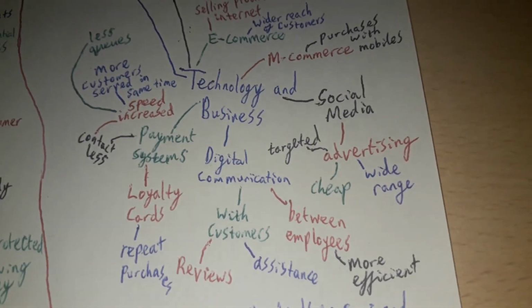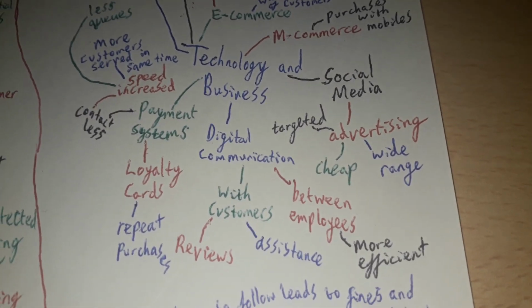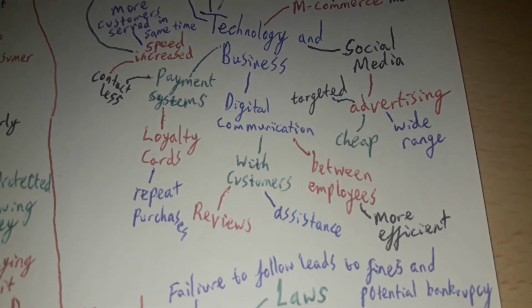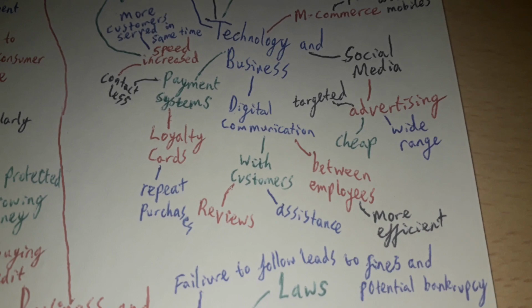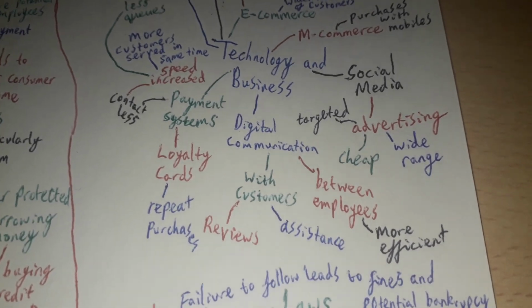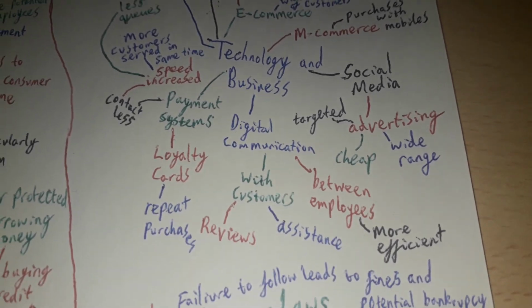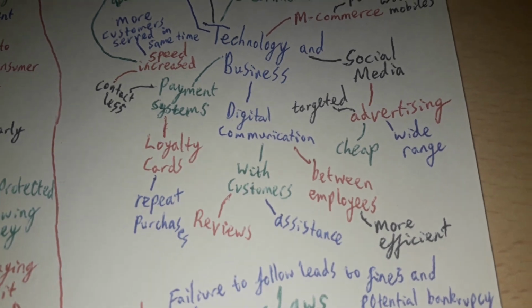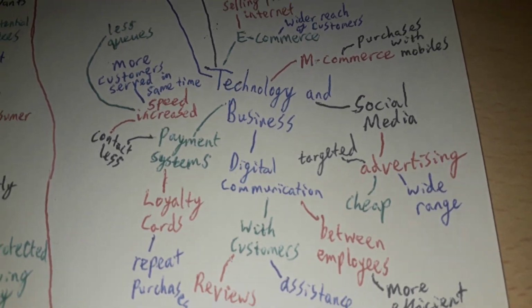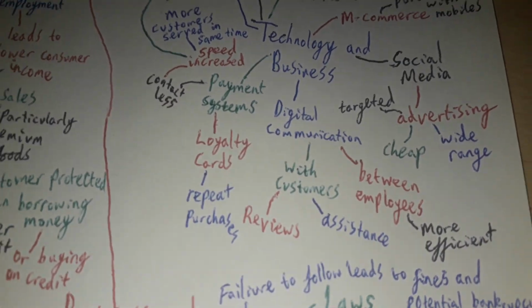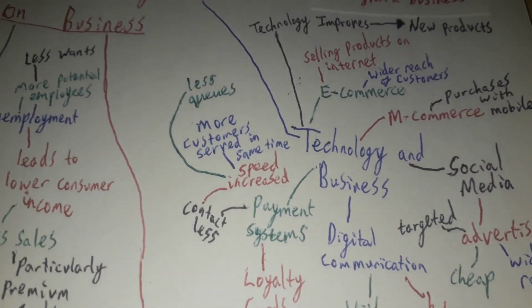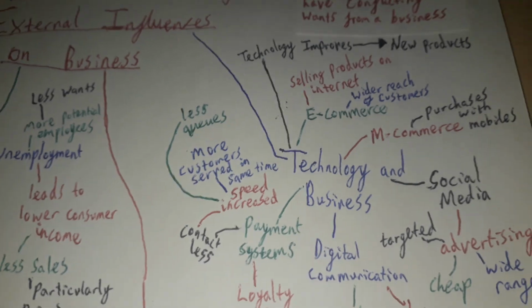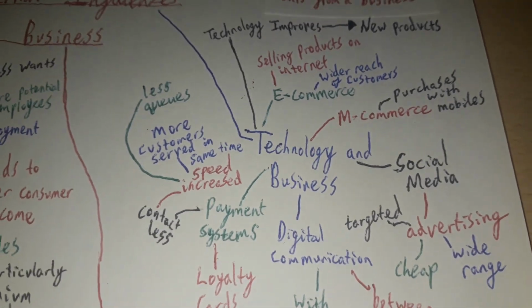Next, there's payment systems. So this includes things like loyalty cards, and loyalty cards have been developed due to technology, of course, and they allow for things like increased people returning there, which increases repeat purchases. So people are more likely to come back if they've got a loyalty card because they think they're getting something extra from that place.